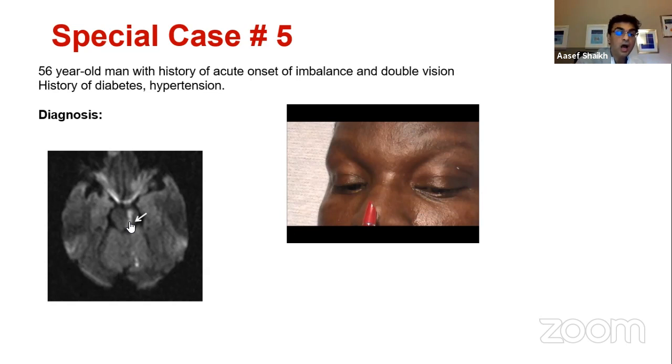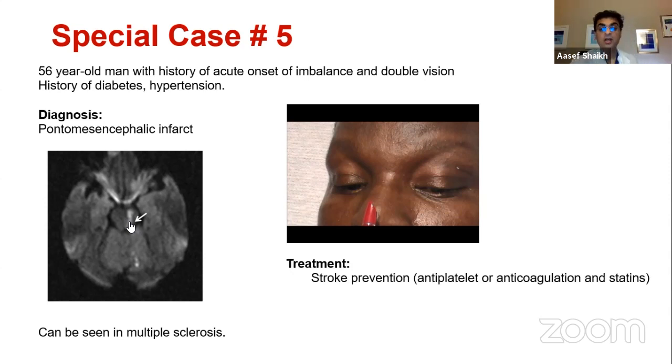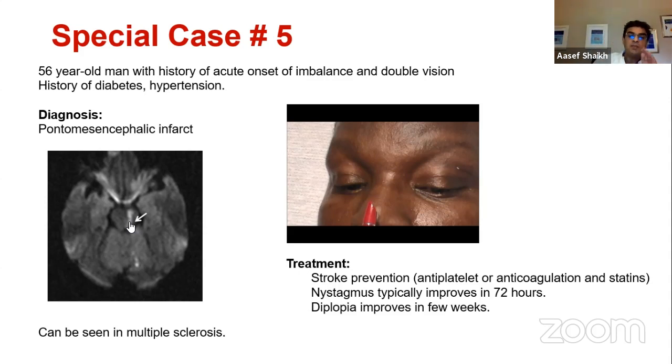And of course, you can also see that quite commonly in patients who have multiple sclerosis. But if the patient does not have a history of MS, or if you don't see anything else along the lines of MS, and if it's acute onset, then treat it like a stroke. So we treated with stroke prevention, nystagmus improved within 72 hours, and his diplopia actually improved within a few weeks.